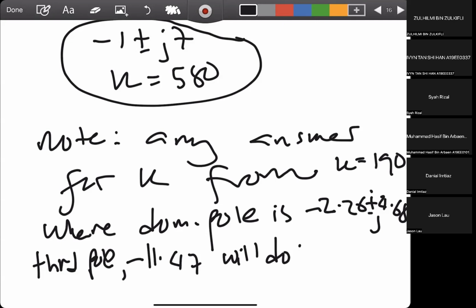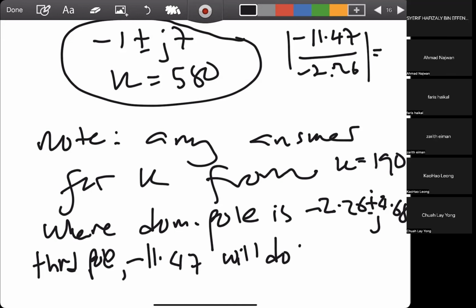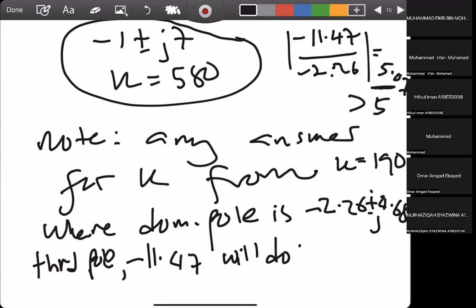If you look here, the ratio is minus 11.47 divided by minus 2.26, which is greater than 5. This is the minimum one.